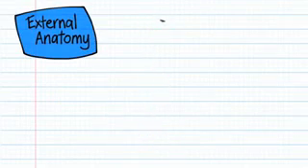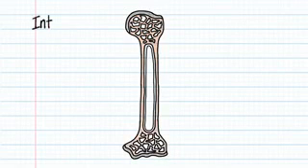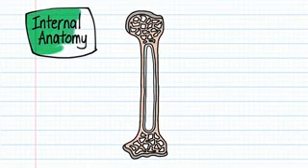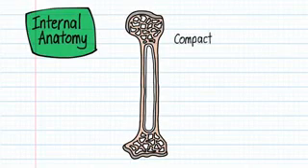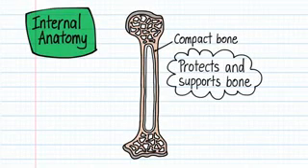If we cut the humerus in half lengthwise, we can examine the internal anatomy of a long bone. The wall of the diaphysis is made of dense or compact bone. Compact bone is incredibly strong and protects and supports bone.